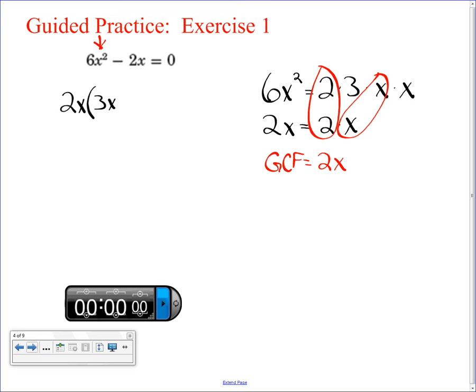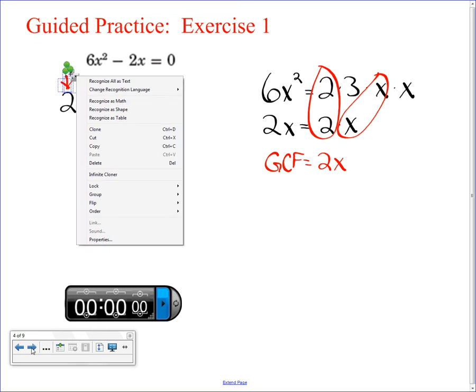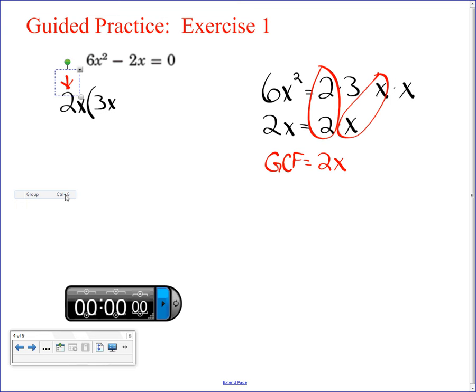Next, notice we have a negative divided by a positive. Okay, so we have a negative divided by a positive, and that will give us a negative. And we have 2x divided by 2x, and that's going to equal 1.